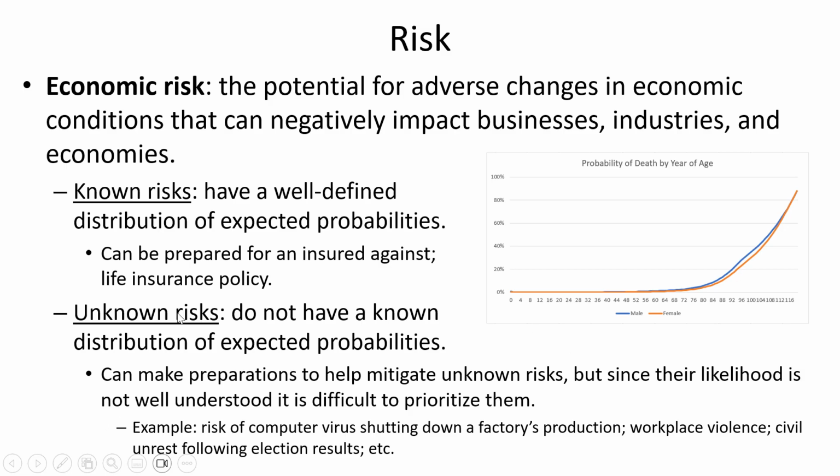So, risks of really obscure events like a volcano blowing up in western Montana. There's seismic activity there. There's volcanoes that historically could become reactivated, but we have difficulty prioritizing and preparing for those risks because their likelihood is not well understood.